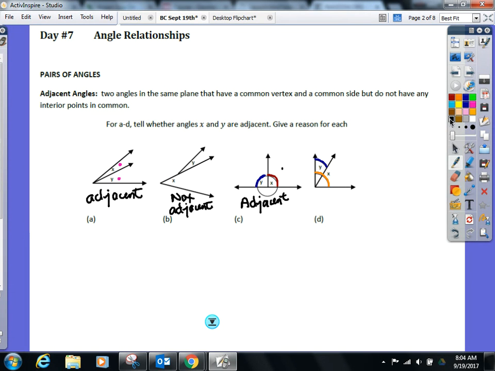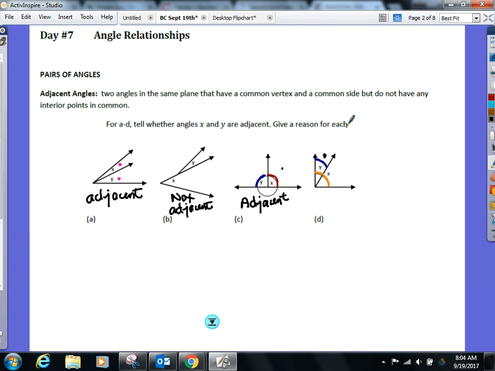Let's go through our criteria here. They do share the same vertex. Everyone agrees? Nice. They do share a common side right here. If this is angle x and this is angle y, they share a common side. But what's the problem? Ready? I'm going to put a point right here. Does everyone see that that's in y? And it's also in what angle? X. So no go. Not adjacent.